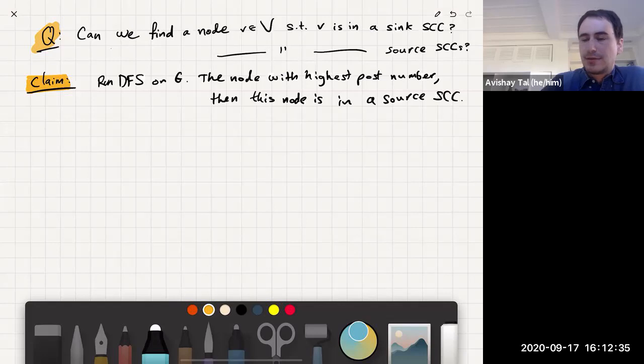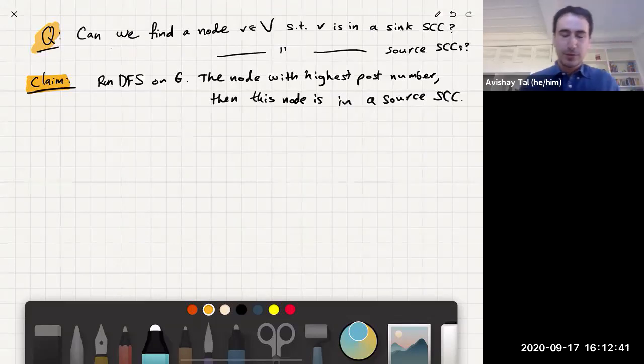Any ideas? Okay. Yeah. So great, I see great comments in the chat. So what would happen if we look at the graph G and just flip the direction of all the edges? We take the reverse of the graph, right?